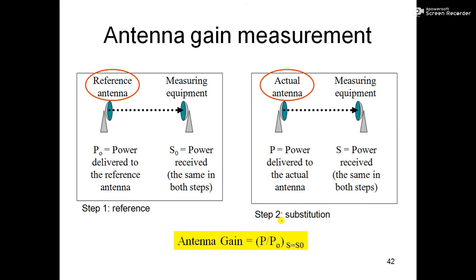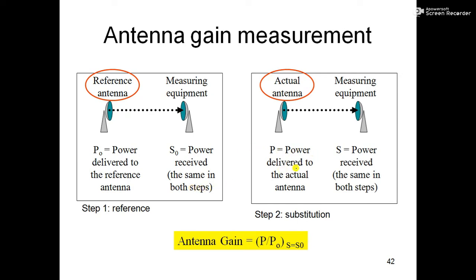Now comes the antenna gain measurement. So how is the antenna gain measured? This is the reference antenna, right? And this is the measuring point. This reference antenna is the antenna which transmits the energy, and the measuring equipment receives it. So first of all, we transmit the power using a reference antenna and see how much power is received at the measuring equipment. Then we replace the reference antenna by the actual antenna, and again we see how much power is received here, right? So P naught is the power delivered to the reference antenna, S naught is the power received, the same in both steps, right?